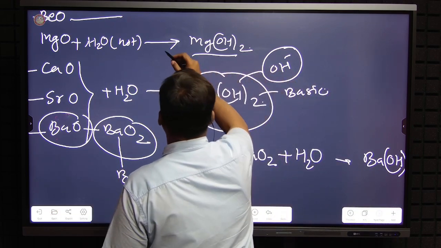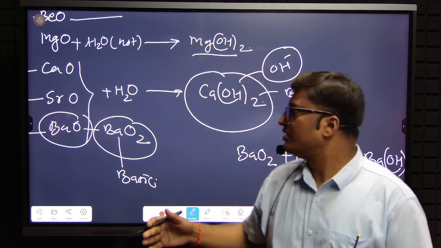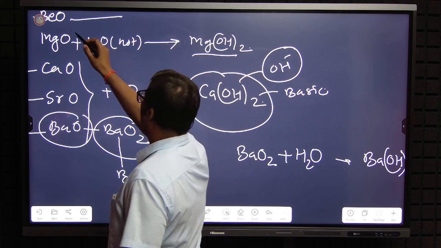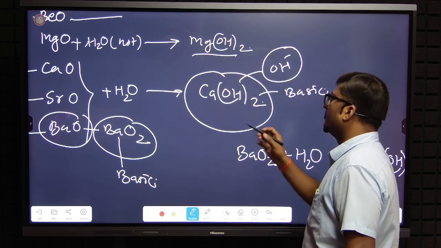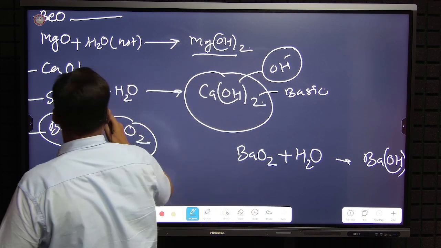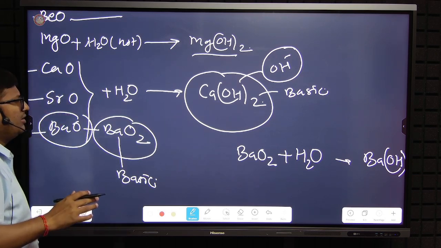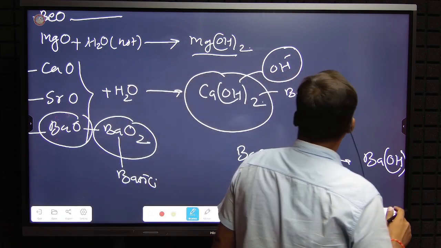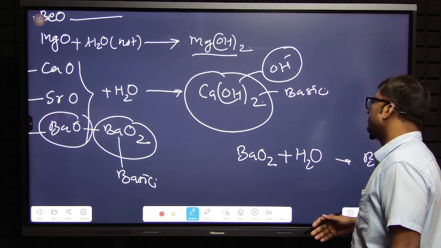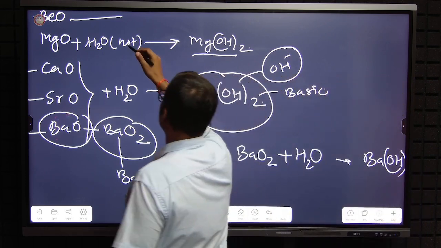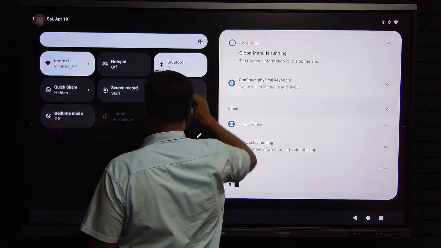Mostly in the case of beryllium, the anomalous behavior is because of the small size and high charge density of beryllium, and magnesium approaches beryllium in reactivity because of the size effect, right? So all alkaline earth metals form hydroxides, right? It can also form beryllium hydroxide, right?